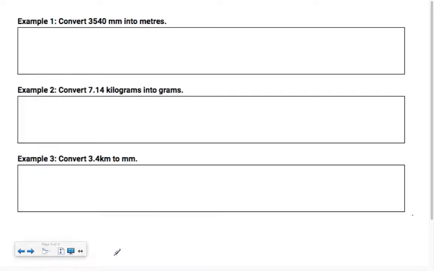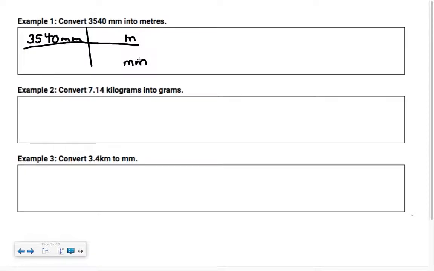So, in example 1, it's asking us to convert 3,540 millimeters into meters. I want to show you guys something called the box trick. So what we're going to do is write the measurement that we have right now, 3,540, and we'll include our units, millimeters. Then we're going to draw a little table like this. In this top corner, we're going to write the units of what we want. In the bottom corner, we're going to write the units of what we have right now. So these are going to cancel out if they're on the top and also on the bottom.